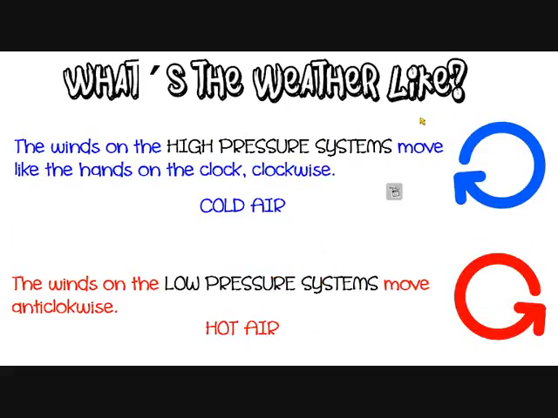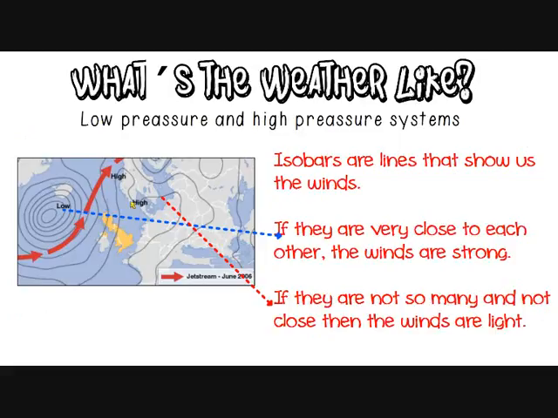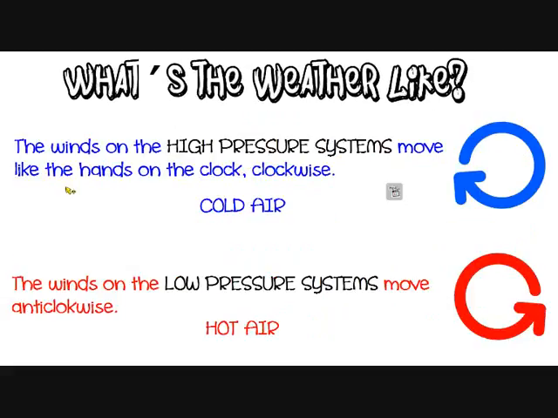Okay, let's have a look at these two concepts closely. The winds on the high pressure systems move like the hands on the clock, clockwise. This is the way they move, the winds and the air. Why? Because it's cold air. Cold air always moves clockwise, like this, from right to left.